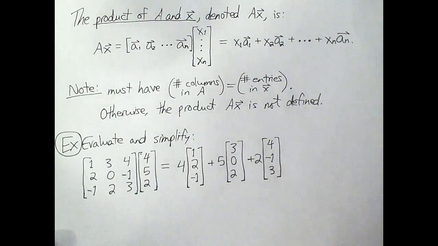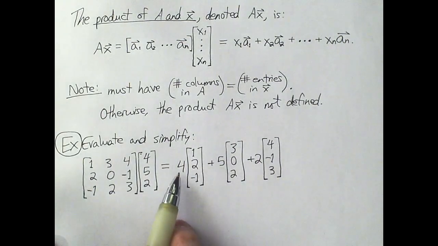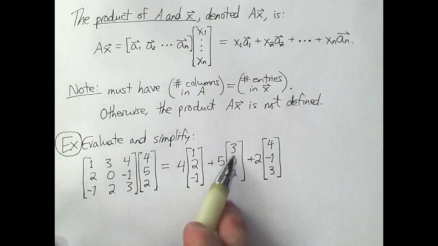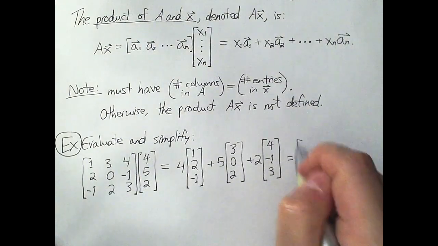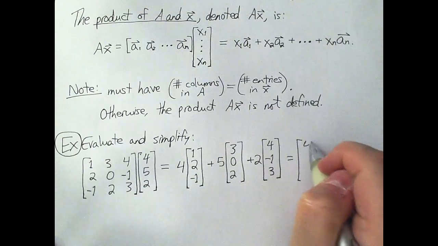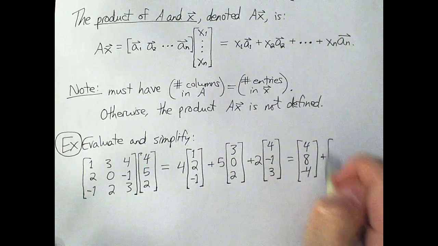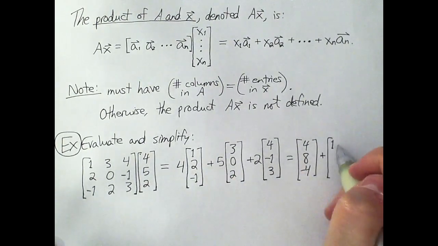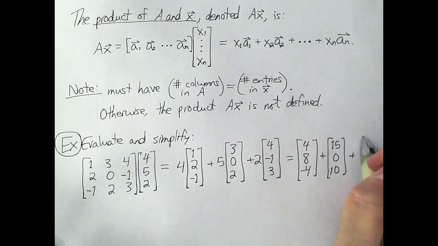This problem says to simplify. So what should we do to simplify this? I guess we have little scalar multiplications to do, don't we? We have like 4 times a vector, 5 times a vector, 2 times a vector. Let's do those. So 4 times this first vector gives us 4, 8, negative 4. 5 times this vector gets me 15, 0, 10. And 2 times this last vector gets me 8, negative 2, 6.